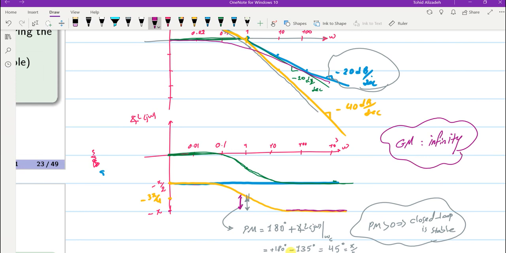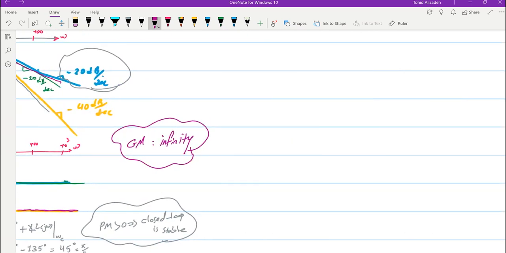You can increase the gain as much as you want, but the closed loop system will not become unstable. We can also verify this by referring to the root locus plot of the system. If I draw the root locus plot for this system, you can see that for any value of k bigger than 1, even if you go towards infinity, the closed loop system will remain stable. It will not become unstable at all.